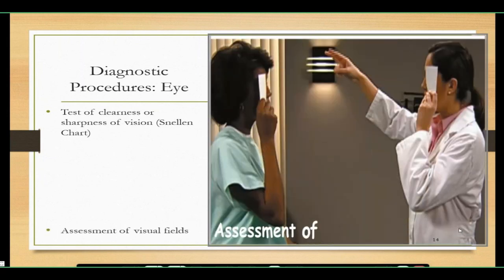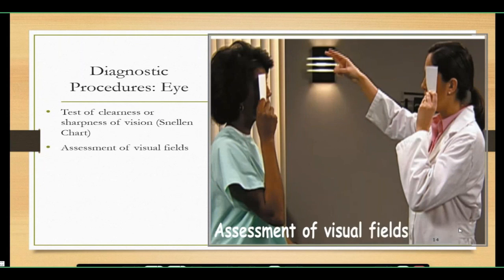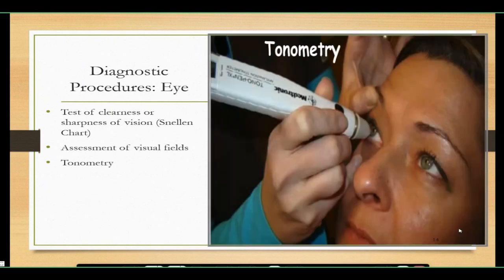Assessment of visual fields determines the physical space visible to an individual, often performed with the subject's head remaining stationary and telling the examiner the number of fingers he or she is holding up at the outer periphery of one's vision. Tonometry measures intraocular pressure.